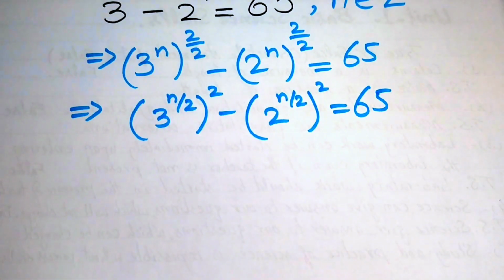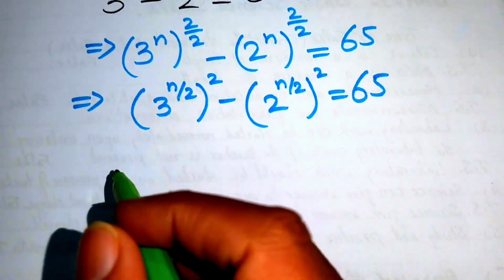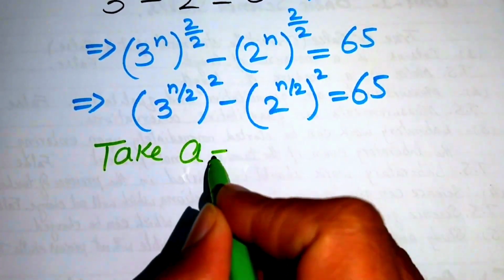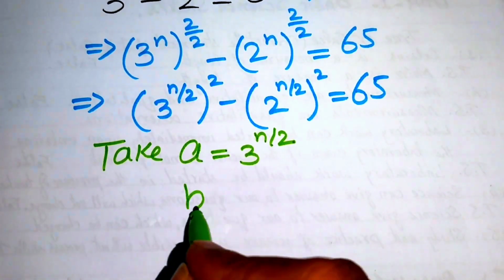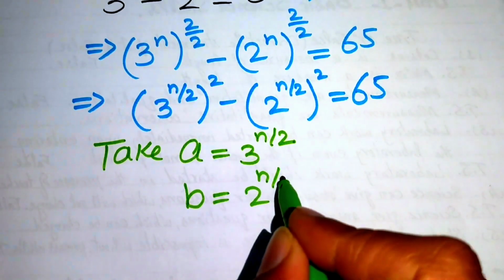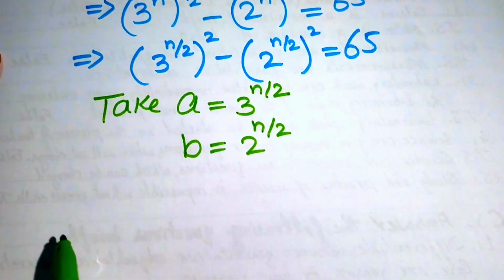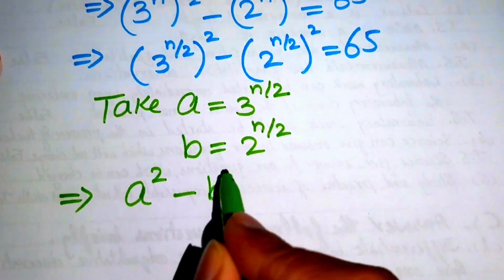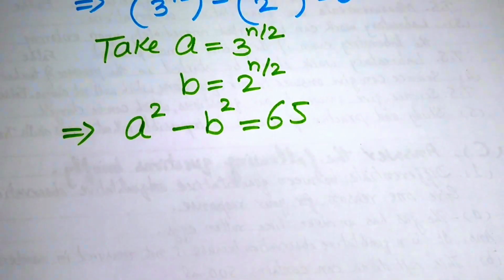And now in the next step we convert this nice exponential equation into a simple polynomial equation in two variables, so that here we take a equals 3 to the power of n over 2 and b equals 2 to the power of n over 2. And now when we substitute these two values into the above equation, it becomes a square minus b square equals 65.